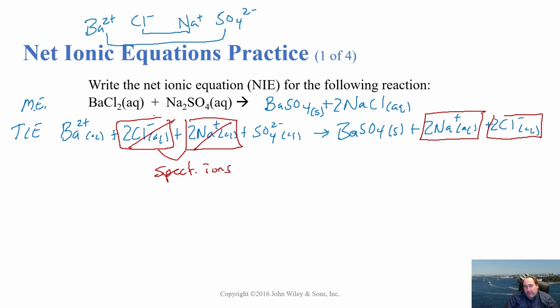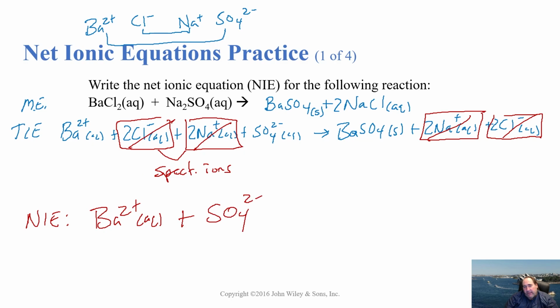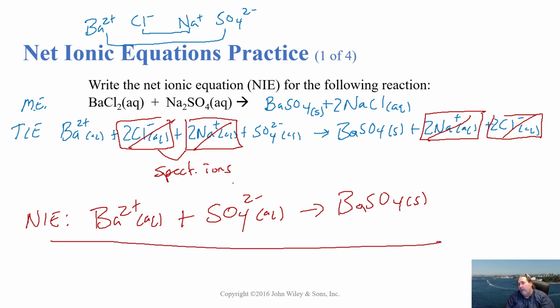We again cancel those guys out, and what we are left with is our net ionic equation. And that means in this reaction, it is the barium ions floating around in that beaker going to go find themselves some sulfate ions, and they are going to come together to make this white solid here of barium sulfate. And again, that is ultimately what is happening in this reaction.